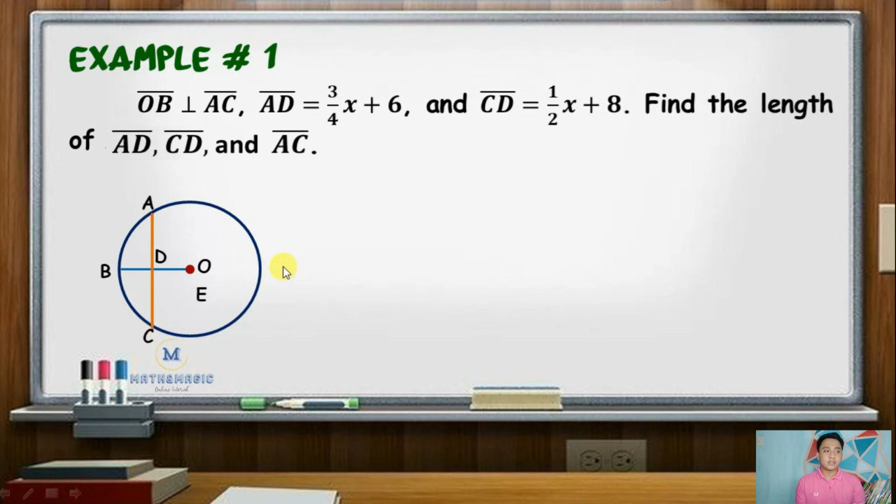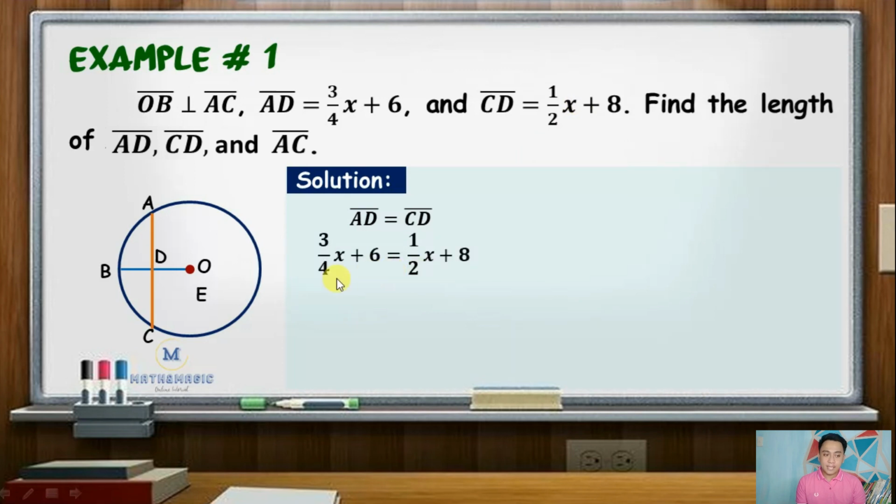Again, as stated in the theorem, when the radius is perpendicular to a chord, it will divide the chord into two equal parts. This means that segment AD is equal to segment CD. Here we will equate 3/4 x plus 6 to 1/2 x plus 8. Combining like terms, we will transpose 1/2 x to the left side. It will be negative 1/2 x. Positive 6 when transposed to the right side will become negative 6.